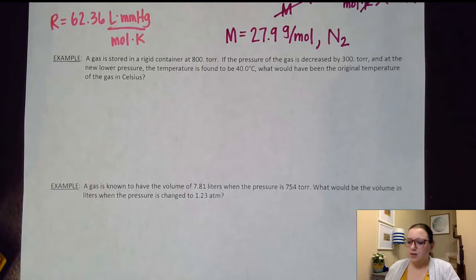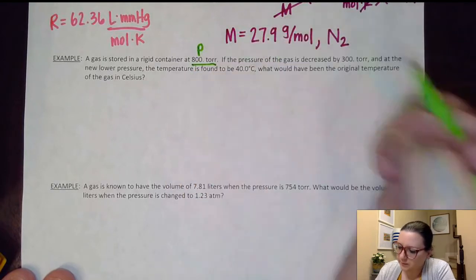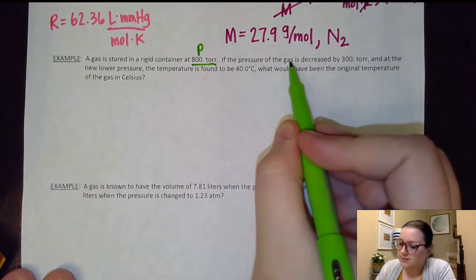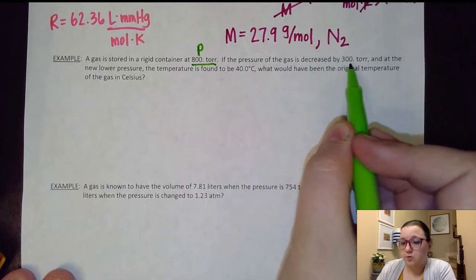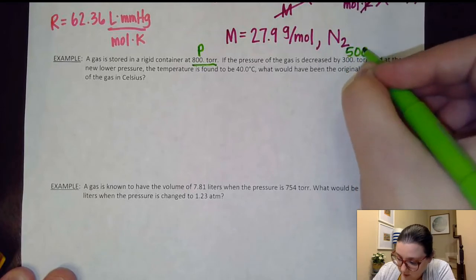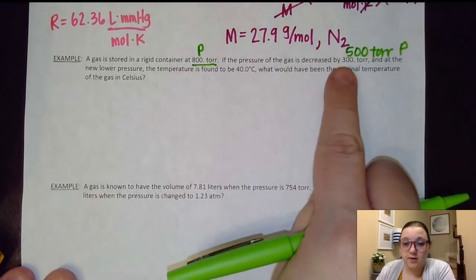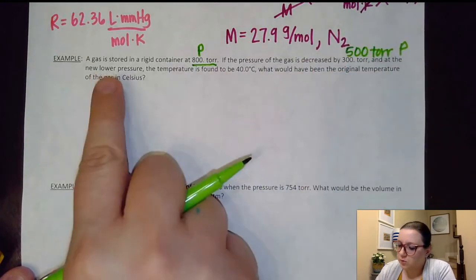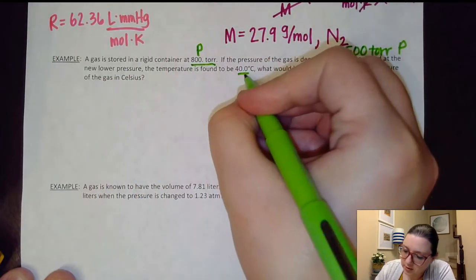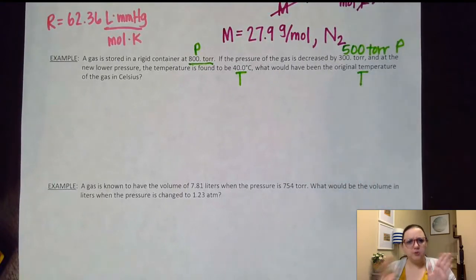Now, something I'm kind of picking up on here. First off, they mention that I have an initial pressure, okay? And then the pressure of the gas is decreased by 300 torr. So that means I have a new pressure of technically 500 torr when I decrease 800 by 300. And then it says at the new lower pressure, we have this temperature here, and it wants to know what was the original temperature, meaning I have 2 pressures mentioned, and I have 2 temperatures mentioned. I have changing conditions here.